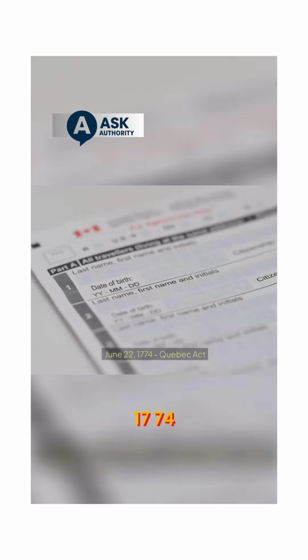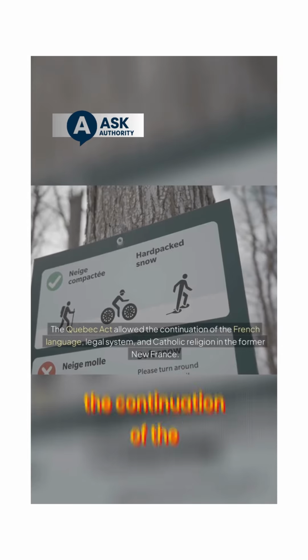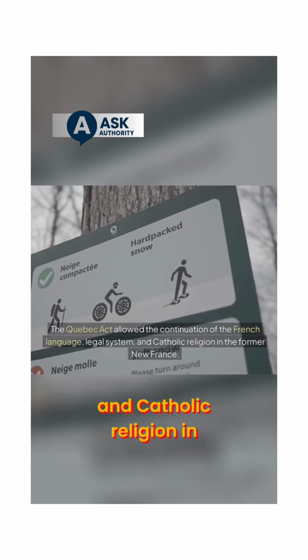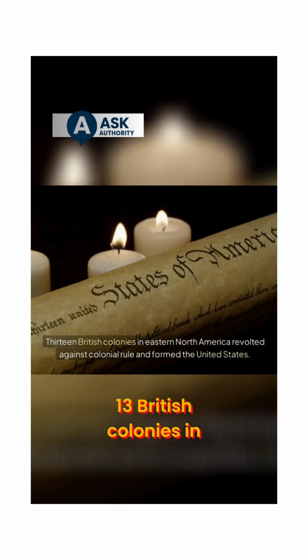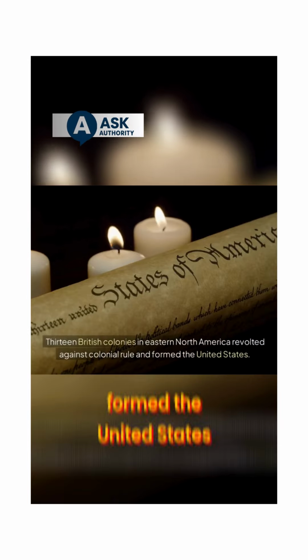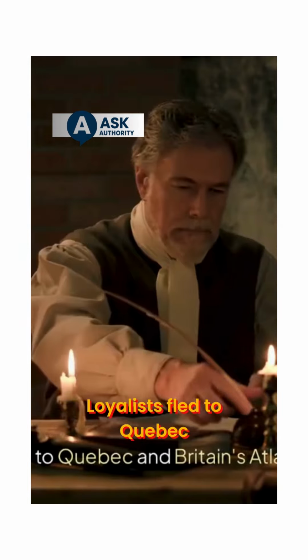June 22, 1774, Quebec Act. The Quebec Act allowed the continuation of the French language, legal system, and Catholic religion in the former New France. July 1, 1776, founding of the United States. 13 British colonies in eastern North America revolted against colonial rule and formed the United States. Loyalists fled to Quebec and Britain's Atlantic colonies.